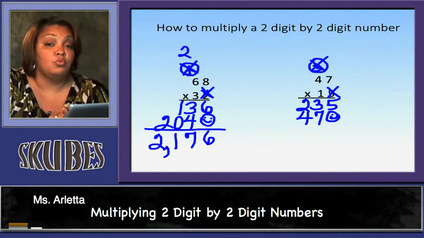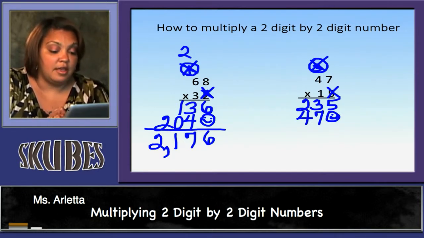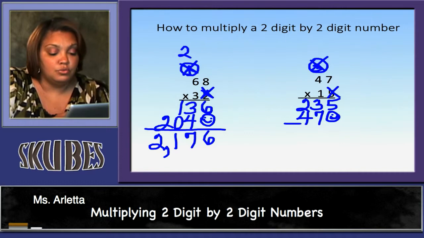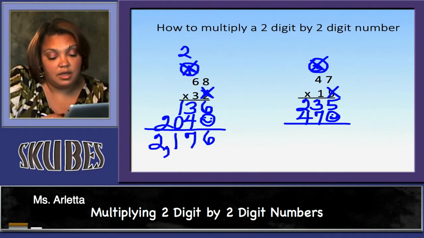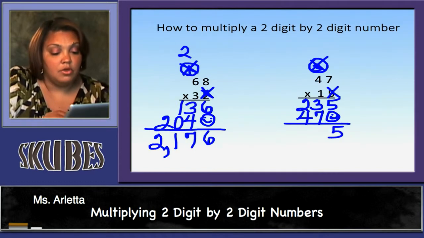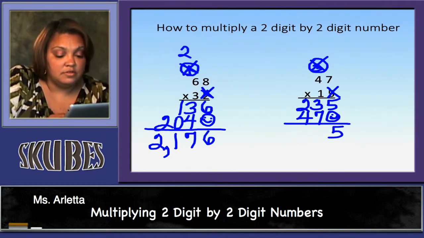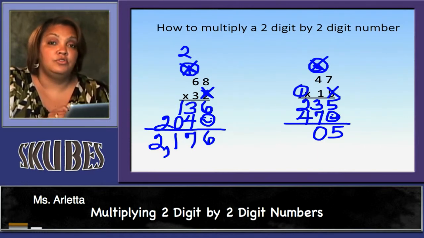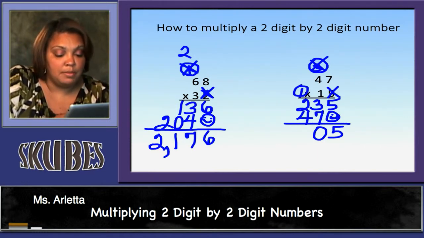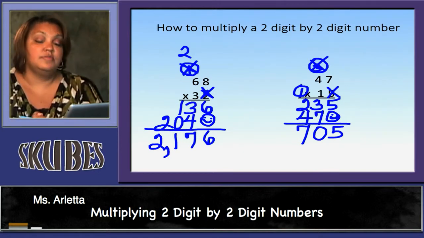Do I have my numbers right underneath each other? Yes, I have the 0 underneath the 5. I have the 7 underneath the 3 and the 4 underneath the 2. All I have to do now is add. 5 and 0 is 5. 3 and 7 is 10. Carry my 1. 4 and 2 is 6 plus that 1 makes 7. You have an answer of 705.